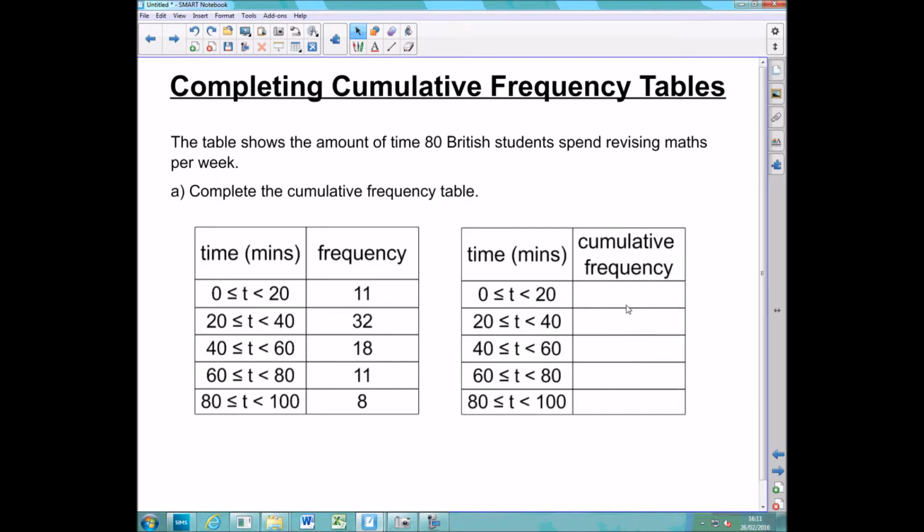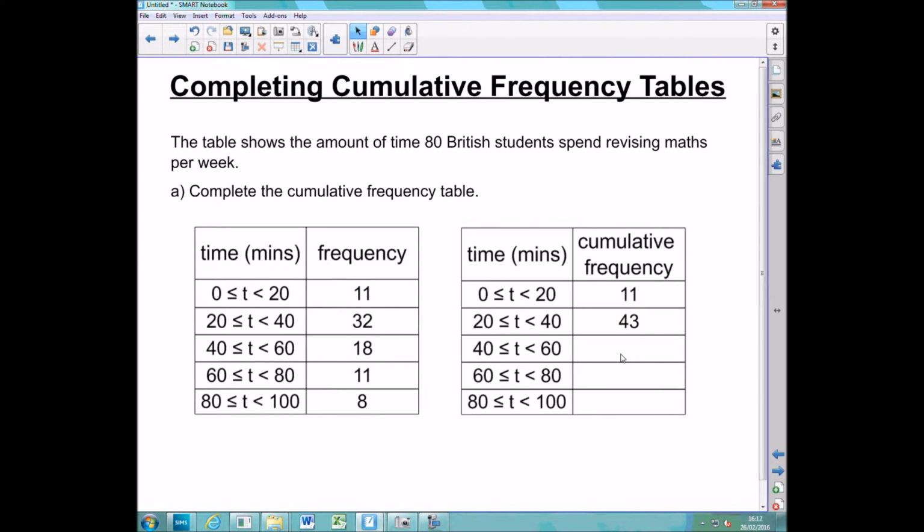frequency. Now we've got to fill in this one here, and the way you do that is you add the frequencies to all of the previous frequencies. Now I'll just demonstrate what I mean by that. So the first one, I've got a frequency of 11 here, so it will just be exactly the same, 11, as there's no frequencies before that. The second box though, I've got a frequency of 32 and I'm going to add it to the previous frequency 11. So 32 plus 11 is 43.